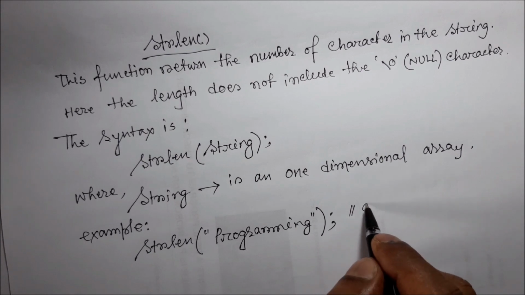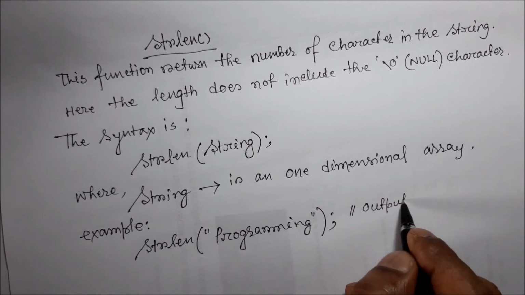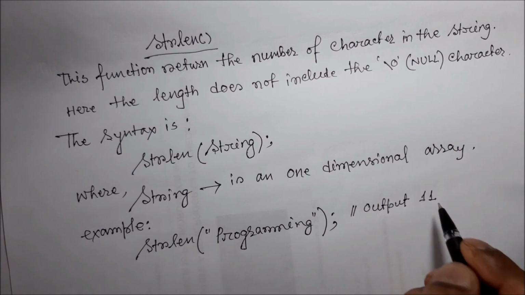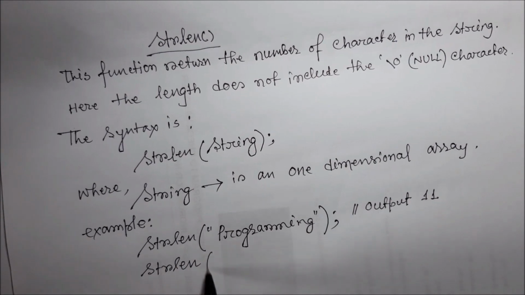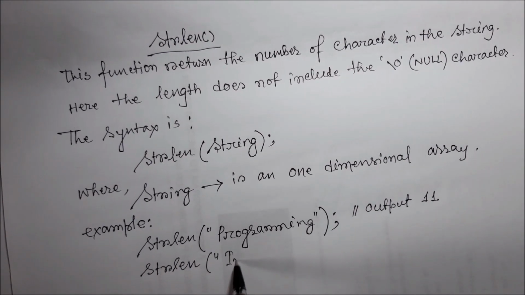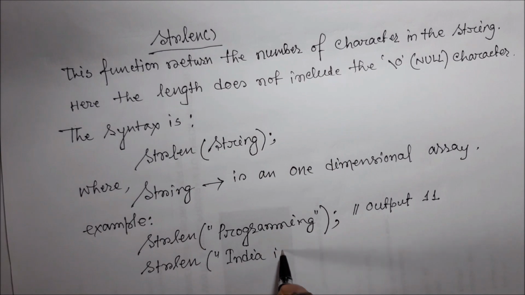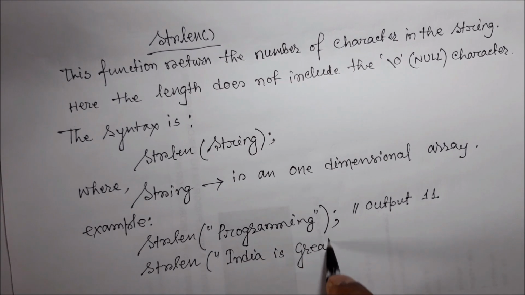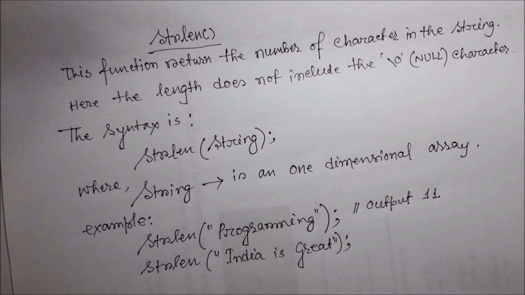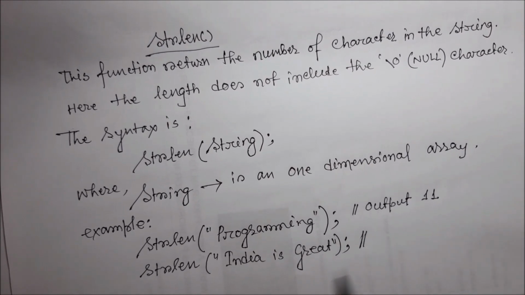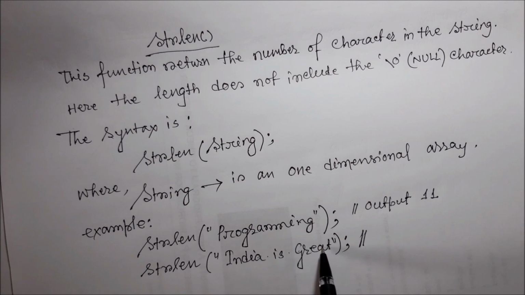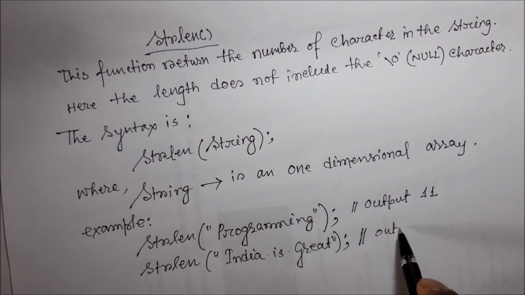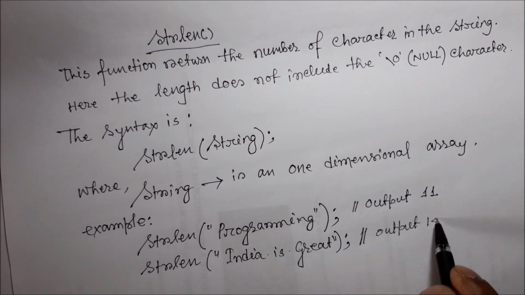So this function will return an integer number, 11. Similarly, if I take another example, strlen with, for example, "India is great", this function will return 1 2 3 4 5 6 7 8 9 10 11 12 13 14. So the output of this function will be 14.